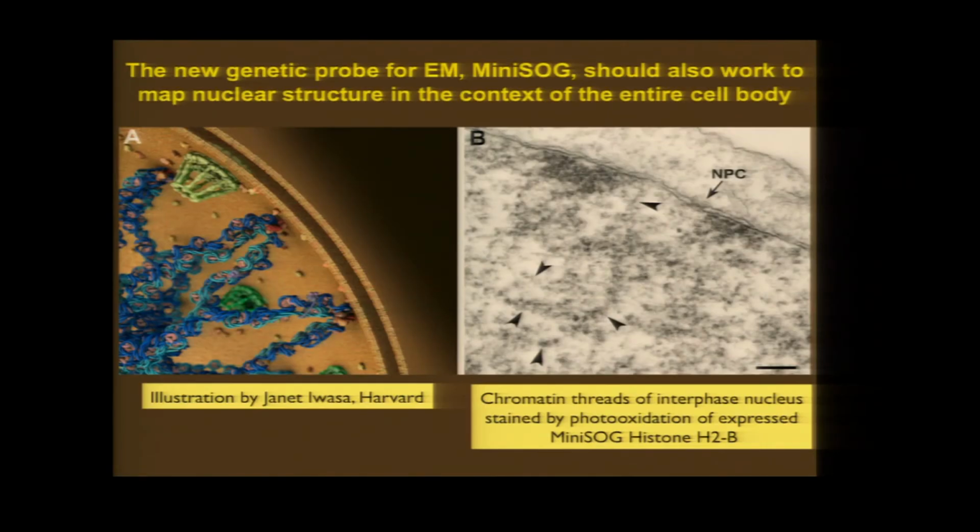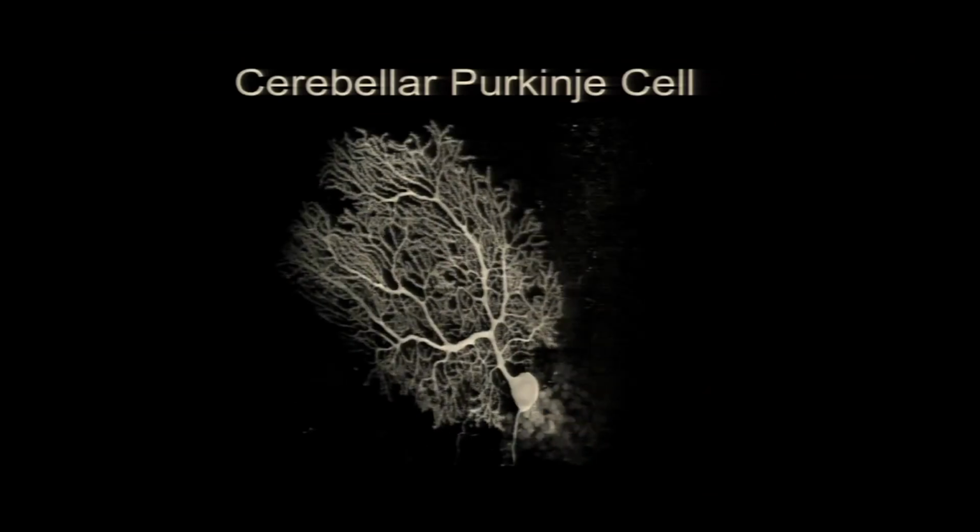Here's another system that I think we should apply this technique to, and that's, as I said earlier, mapping the nucleus. So here what we've done is we've made a histone 2b singlet oxygen generator, mini-SOG, and we've painted chromatin. Okay? And these are at about the same. This is a model by Janet Iwasa. But you can see that we can get down to the level and follow now in 3D with the techniques that I showed you a few minutes ago, chromatin structure.